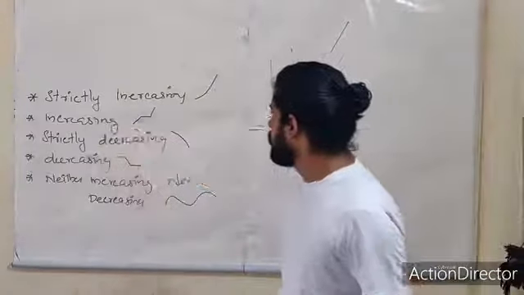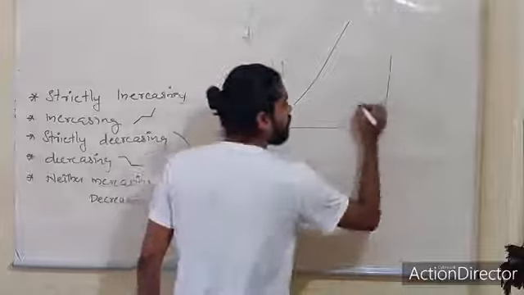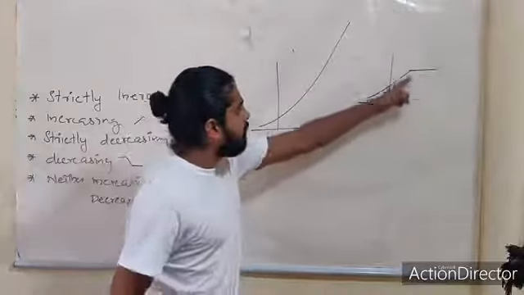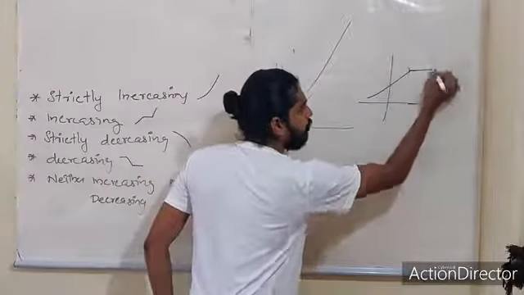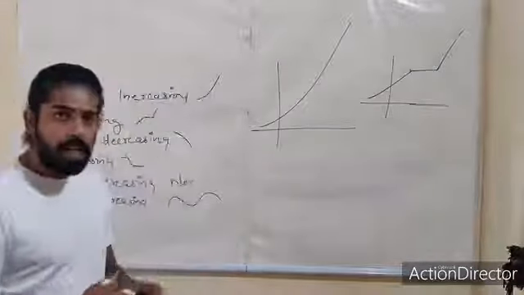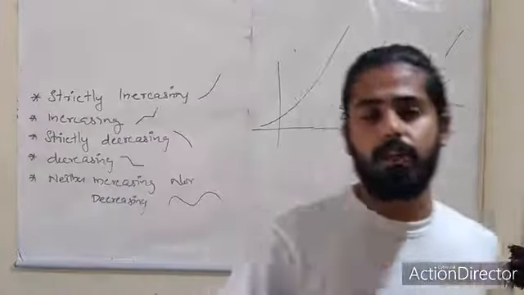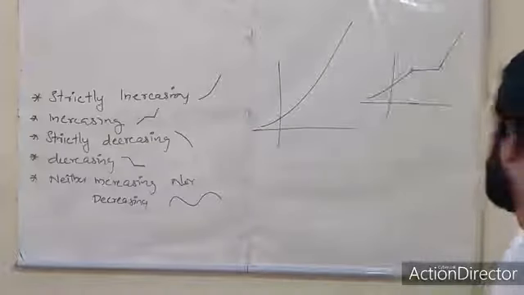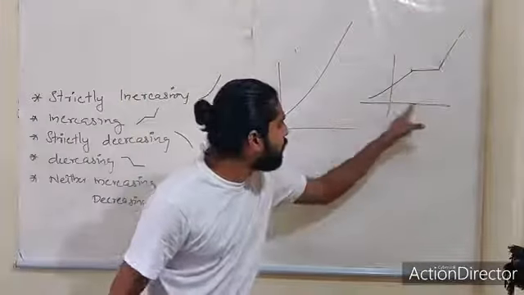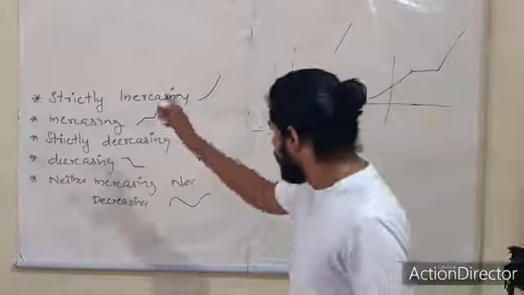Okay, now what will be increasing? What is the difference between strictly increasing and increasing? Increasing means the graph of the function either rises up or at some points there will be a horizontal line. Okay, so in this interval, this is a horizontal line, and after that it's increasing again. So the graph is increasing, then there is a horizontal line, then increasing again. So this kind of function is an increasing function. We can't say the function is strictly increasing because at some points the graph of the function is just a horizontal line. This line is parallel to the x-axis. So this kind of function is said to be an increasing function.